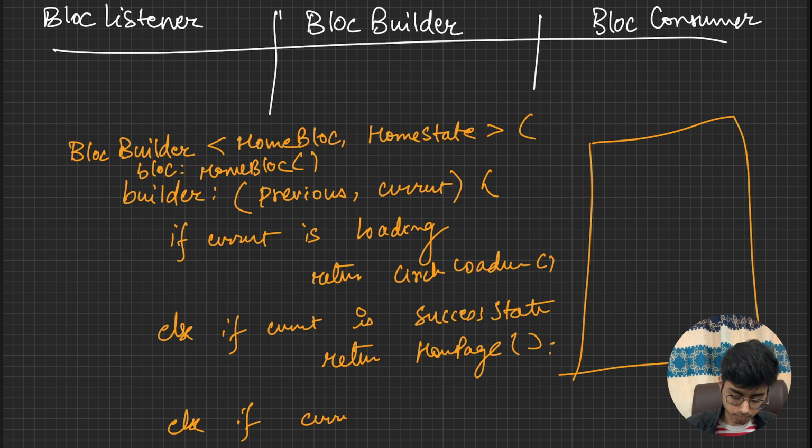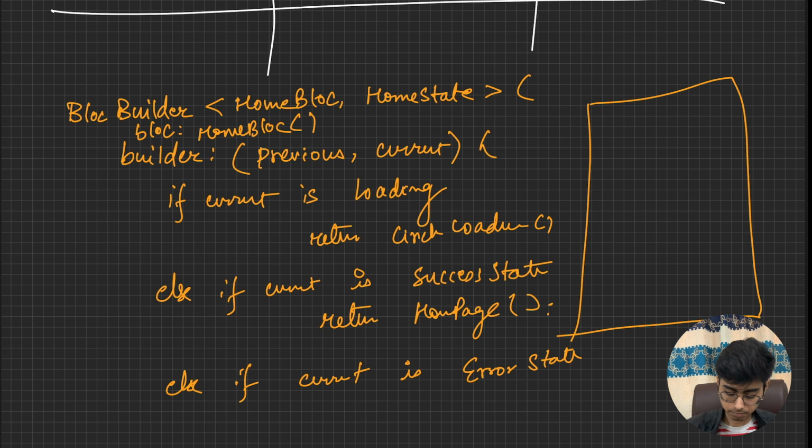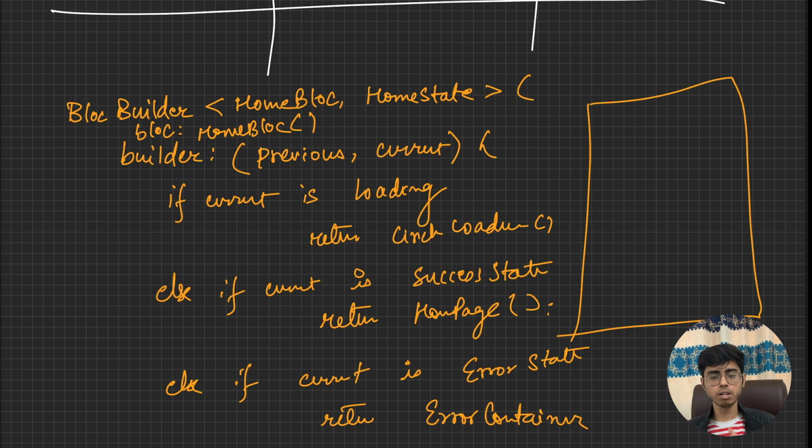Else if my current is, let's say, error state, let's say your internet is off, right? Error state. Then you can return a special container or an error container. This error container is actually a UI which is built by the developers. Hey, your mobile data is off, you're not connected to the Wi-Fi, or some error has occurred. So this error can happen. Or else you can show a loading bar, or you can show something else, sized box or something else, right? So this was the purpose of block builder.